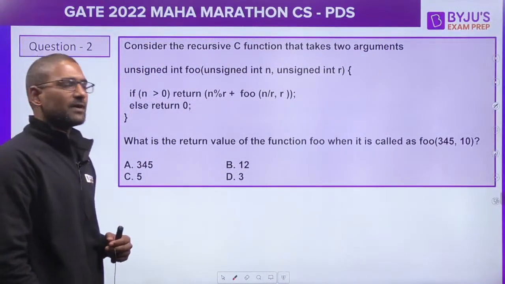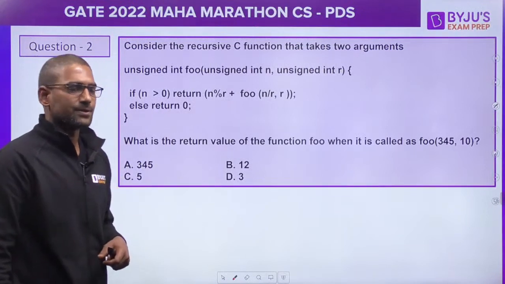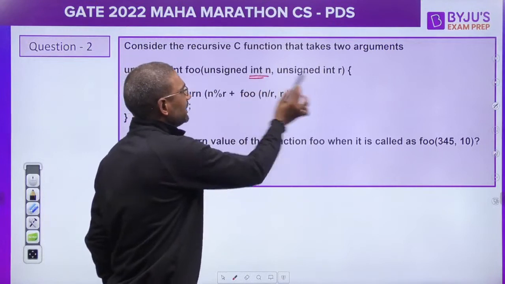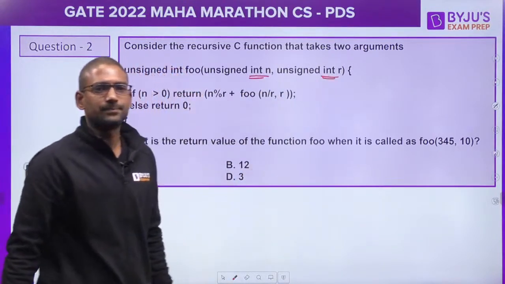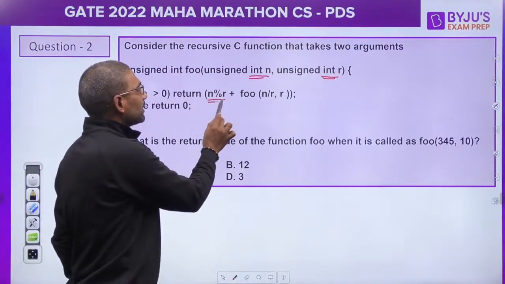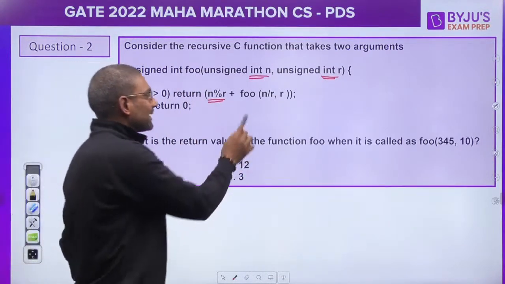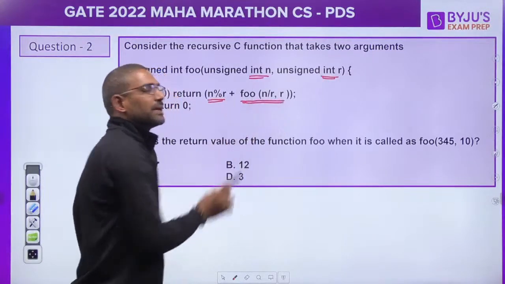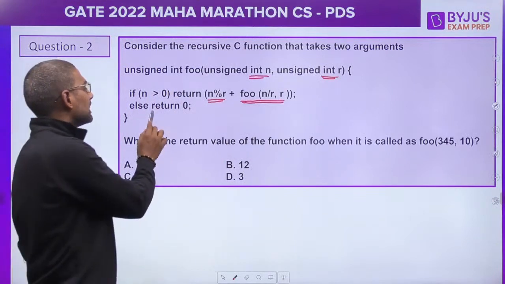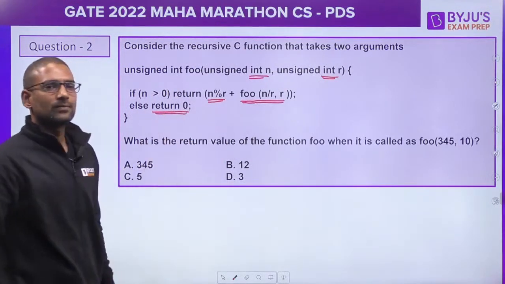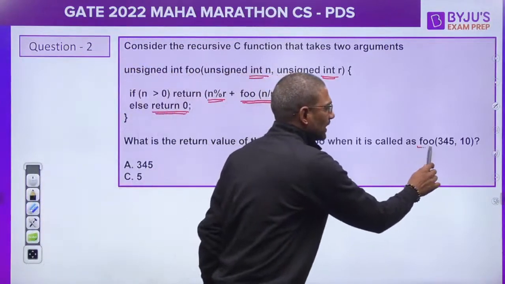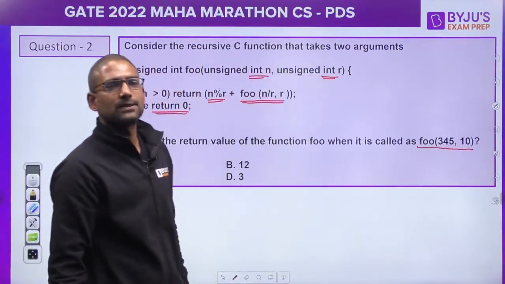Consider the recursive C function that takes 2 arguments. Unsigned int foo of unsigned int n, unsigned int r. If n greater than 0, return n modulus r plus foo of n divided by r comma r. Else return 0. What is the return value of the function foo if it is called as foo of 345, comma 10?